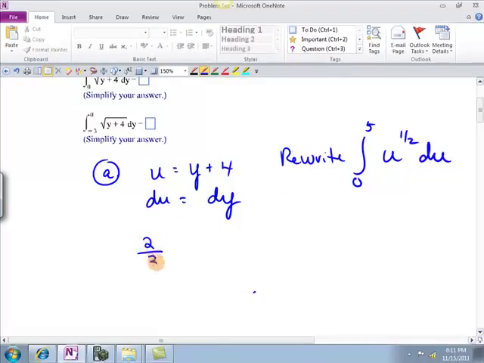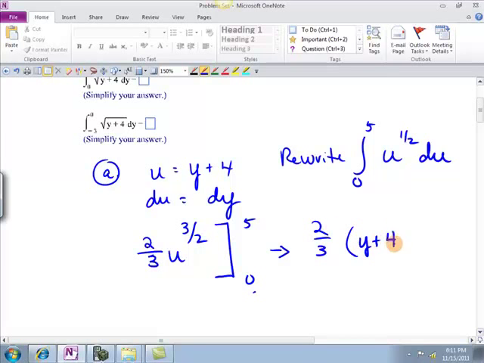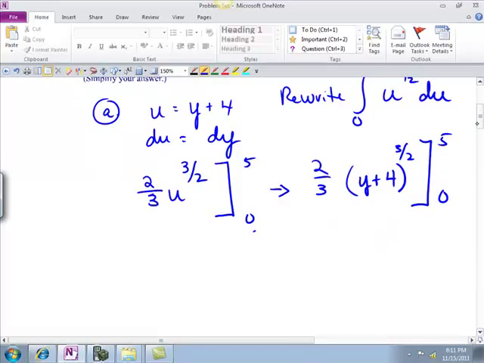Yeah, so you're going to have 2/3 u to the 3/2. Okay, does that make sense? Do we get where we got the 2/3 and all of that? And we're going to evaluate that from 0 to 5. And so if we substitute back in, we've got 2/3 times y plus 4 to the 3/2 evaluated at 5 and 0.